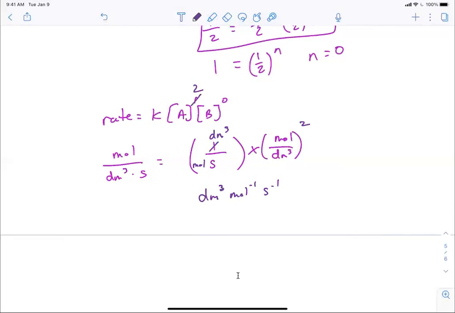Questions about that? That is a good question. Understanding the units of K is important, because if you're going to do a rate law question, guaranteed part of it will be to determine K and determine the units of K, guaranteed, if there's a rate law question on the test.